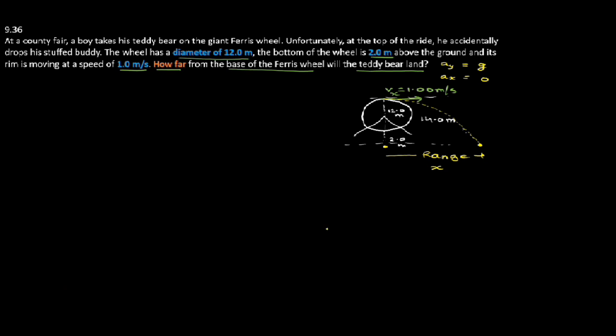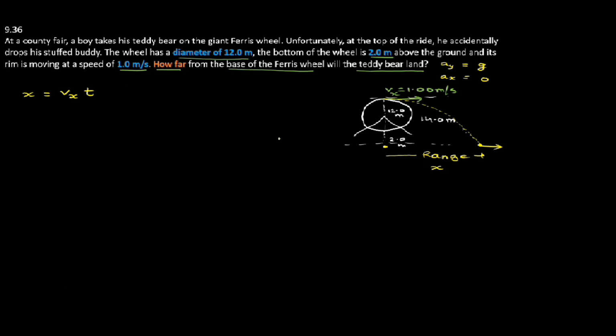If there is no acceleration along the x-axis, I can find any distance along the x-axis by just multiplying the x component of initial velocity with the time t. And why the initial velocity? Since there is no acceleration along the x-axis, the x component of velocity remains the same. So Vx at the top will be the same Vx at the bottom, and I just need to multiply this Vx with time t to find x. The question has given me the velocity along the x-axis, which is 1 meter per second. I need to find the time t.